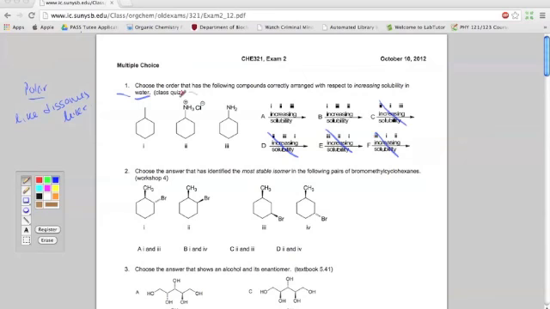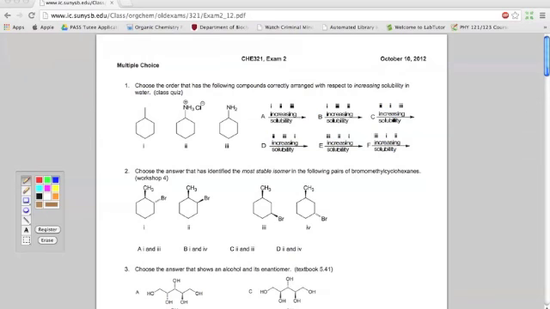Now, when you have an ionic bond, so anything that you see is a positive species interacting with a negative species, that's going to be able to easily dissociate in water. So that is going to be the most soluble, and your answer is B.